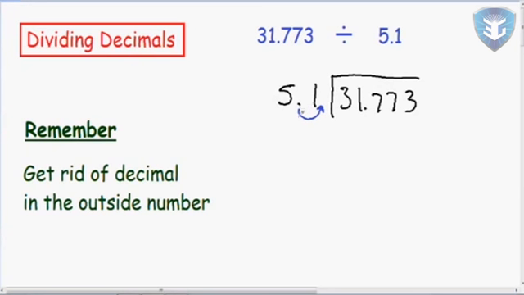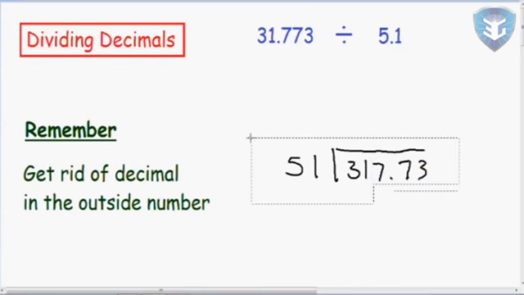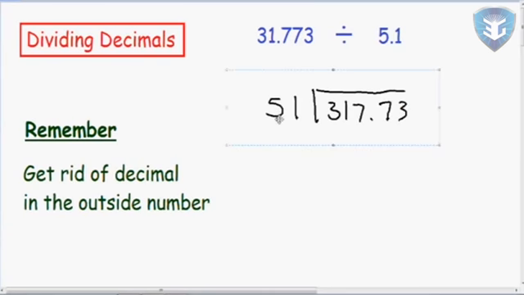So since we moved our outside decimal one space to the right, we have to do the same thing to the inside decimal. So now, since we moved both decimal points one space to the right, our 5.1 becomes a 51, and our 31.773 becomes 317.73. So 31.773 divided by 5.1 is exactly the same as 317.73 divided by 51. So now I'm just going to give myself a little bit more space and erase this on the top. And I'll move this a little farther up.